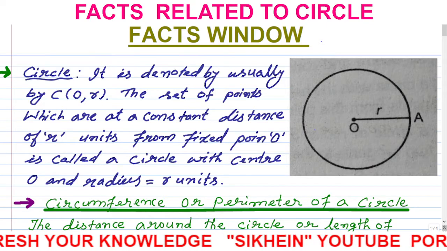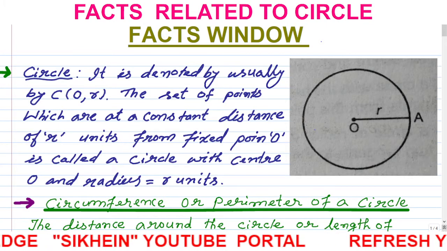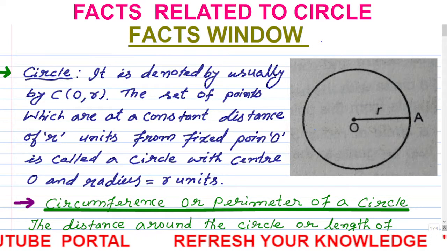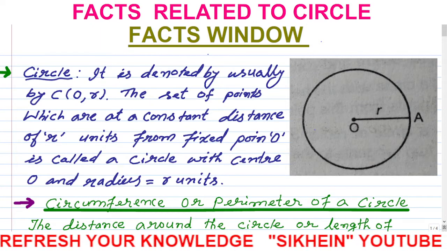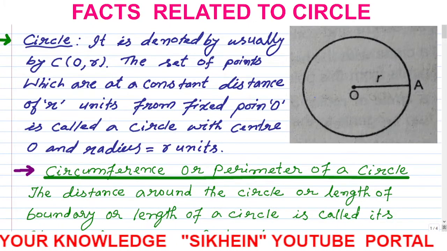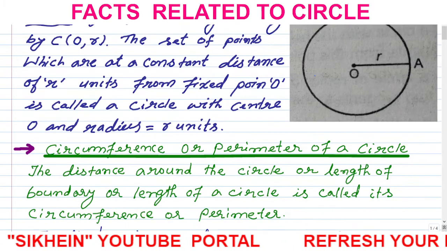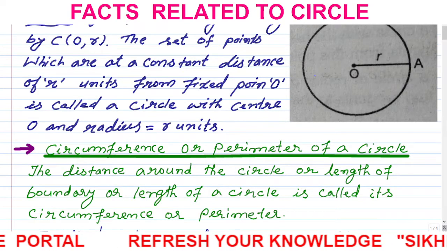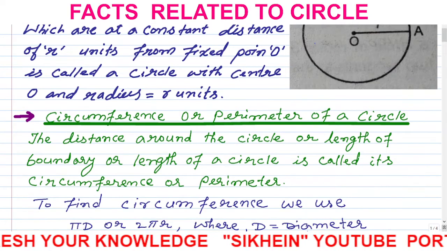As you know, the set of points which are at a constant distance of R units from a fixed point O is called a circle with center O and radius R. Also, circumference, also called the perimeter of a circle, is the distance around the circle, or the length of the boundary of a circle.